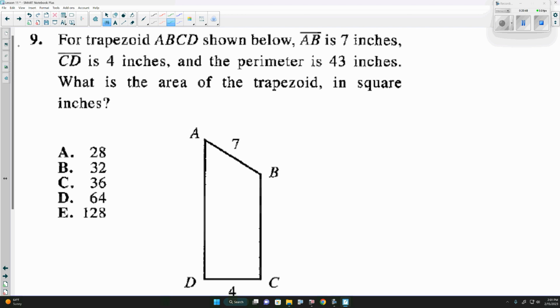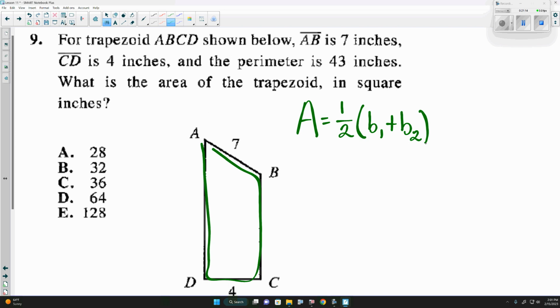For a trapezoid ABCD shown below, AB is 7 inches, CD is 4 inches, and the perimeter is 43 inches. Perimeter again is adding all the side lengths together. What is the area of the trapezoid in square inches? Well, area is equal to what? 1/2 of base 1 plus base 2 times the height.